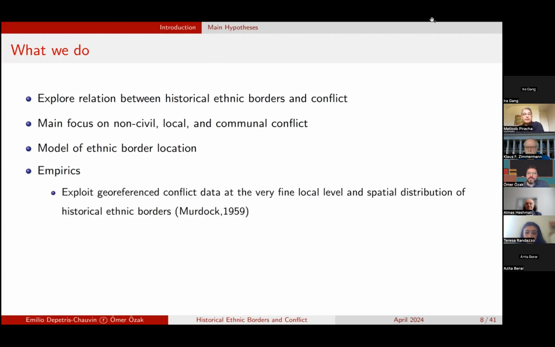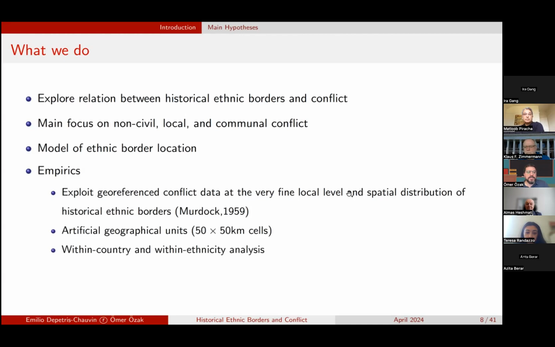And so what we're going to do is basically exploit very local data on conflict and the distribution of historical ethnic borders. We're going to look at the continent using artificial geographical units that are cells of 50 kilometers by 50 kilometers. And our analysis is always going to be within country, within ethnicity, so we try to account for everything that's common to the country and the ethnic groups that we're looking at.